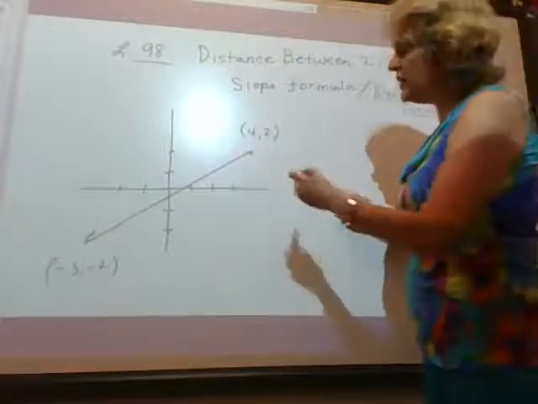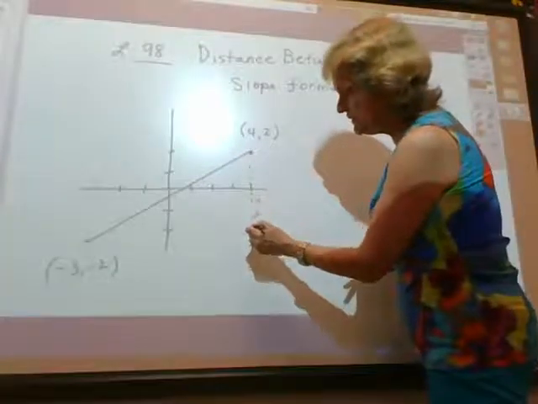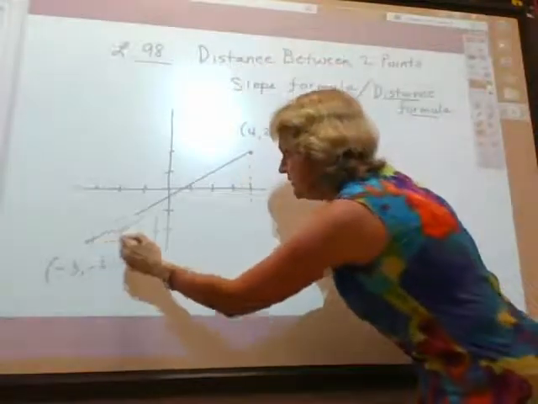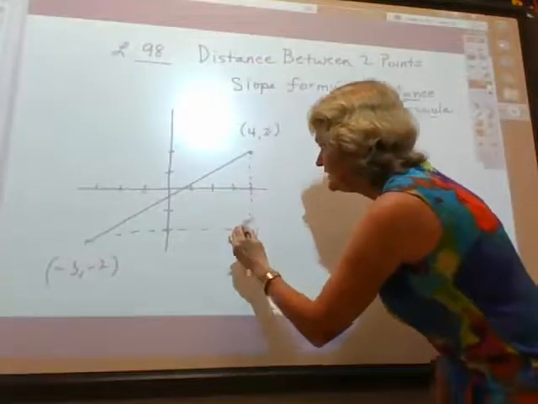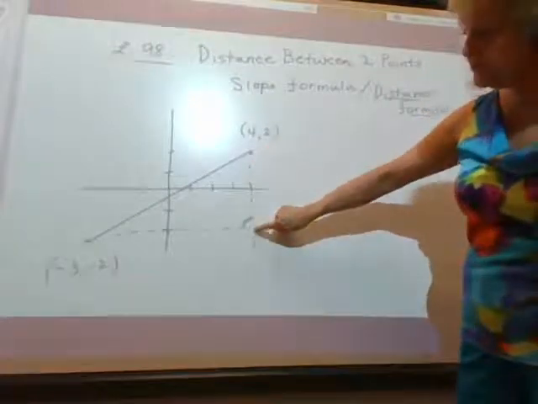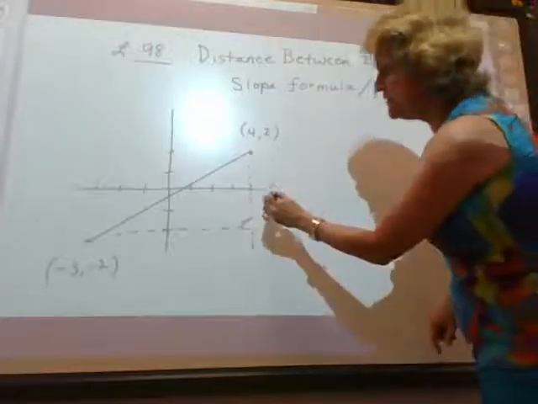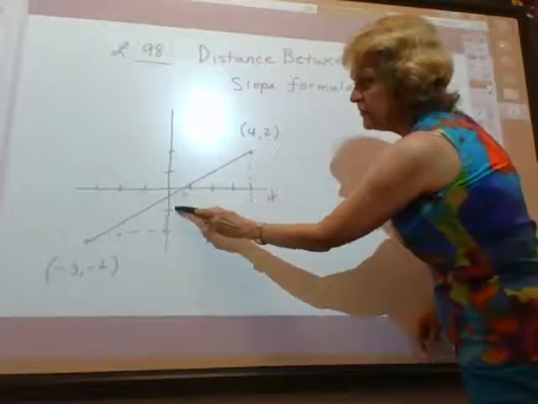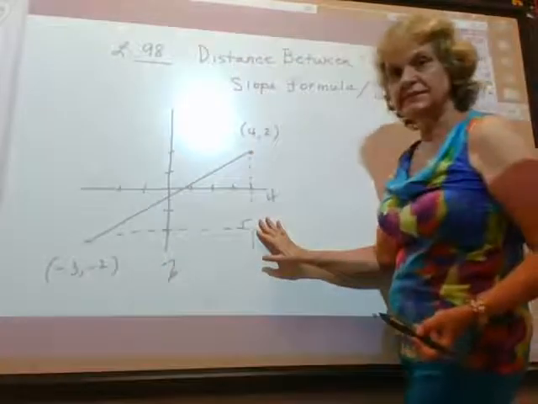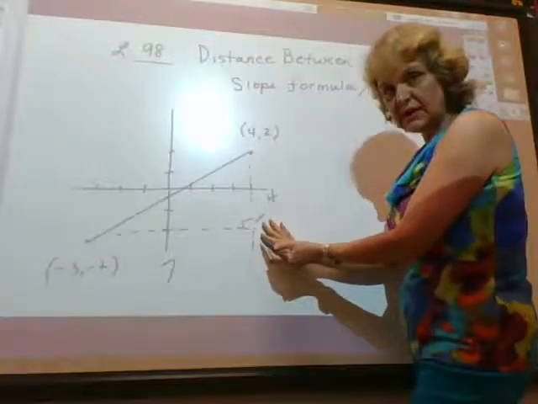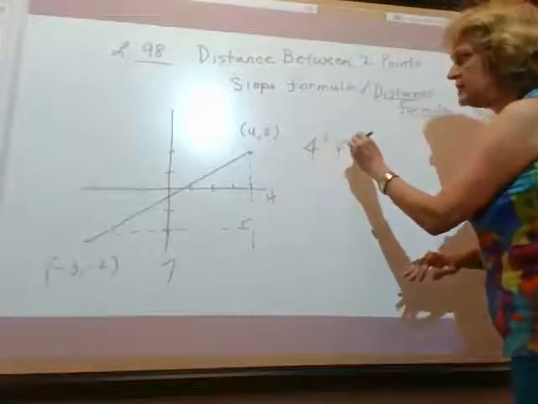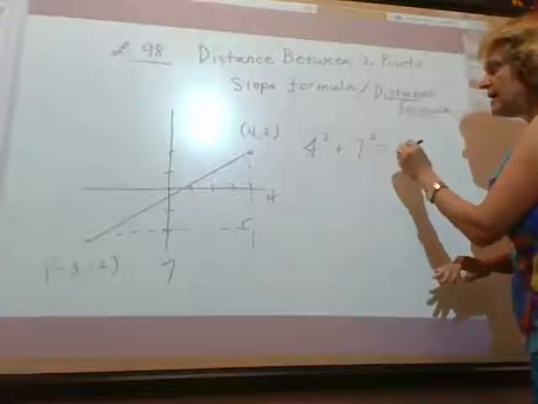So what they do, they drop down a perpendicular here, and they write the perpendicular here, and so they create a right triangle. So the distance from here to the drop down would be 4 units, if you count 1, 2, 3, 4. And then from here to here is 7 units. So you see we've created a right triangle, so we could use the Pythagorean theorem. We could say that 4 squared plus 7 squared is the hypotenuse squared, right?